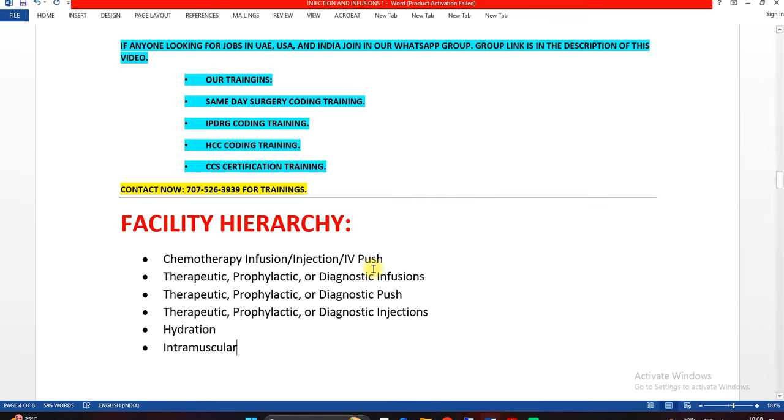So if you observe here, chemotherapy is first priority, then infusions, then IV push, then injections, hydration as well as intramuscular. You don't need to worry, we will see all these examples during our upcoming sessions. If you are unable to understand, please mention it in the comment section of this video.